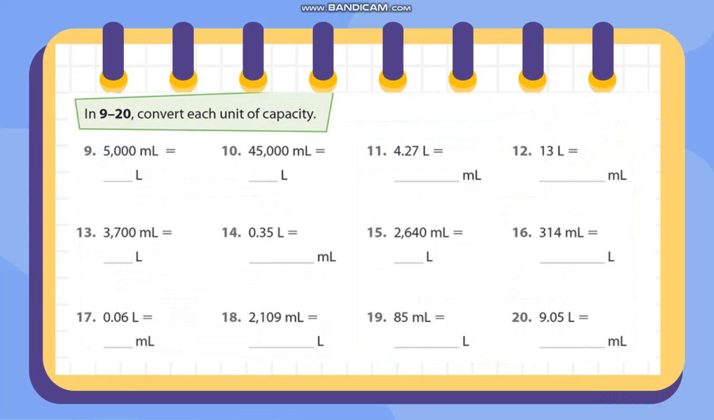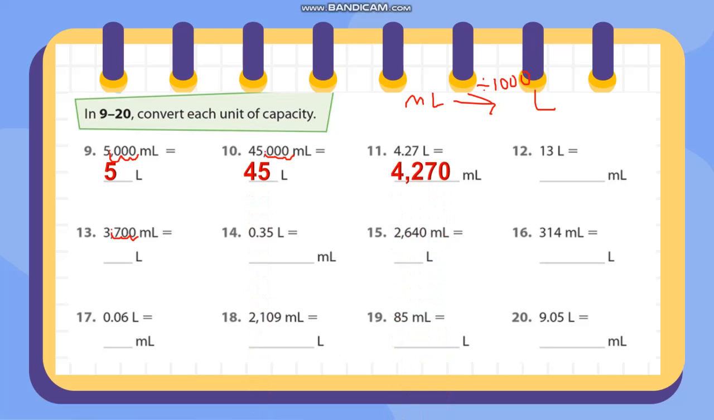5,000 milliliter to liter. Okay, milliliter to liter, again, that is divided by 1,000. So division, so 3 movements going to the left, so my decimal is there, so the answer is 5 liters. Milliliter to liter, the same thing, divide by 1,000, so 1, 2, 3, so my decimal is there, so the answer is 45. What else? Milliliter to liter is number 13. So 3 movements going to the left. 1, 2, 3. So my answer is 3.7.